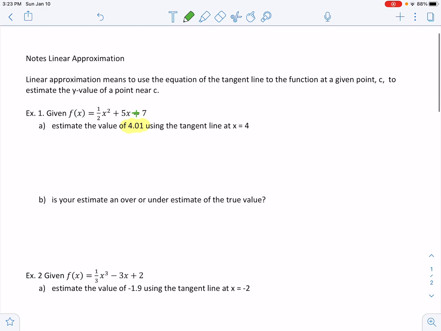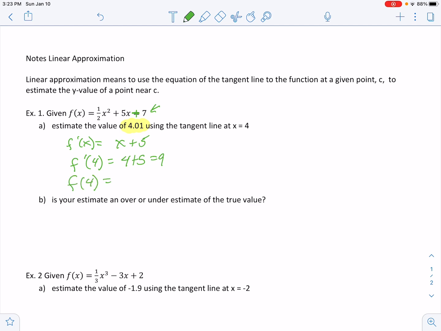So what I'm going to do is find the equation of the tangent line. So first you take the derivative, and you get x plus 5. Okay, then you find the slope at 4, which is 4 plus 5 equals 9. My equation of my tangent line, oh, I got to find f of 4.